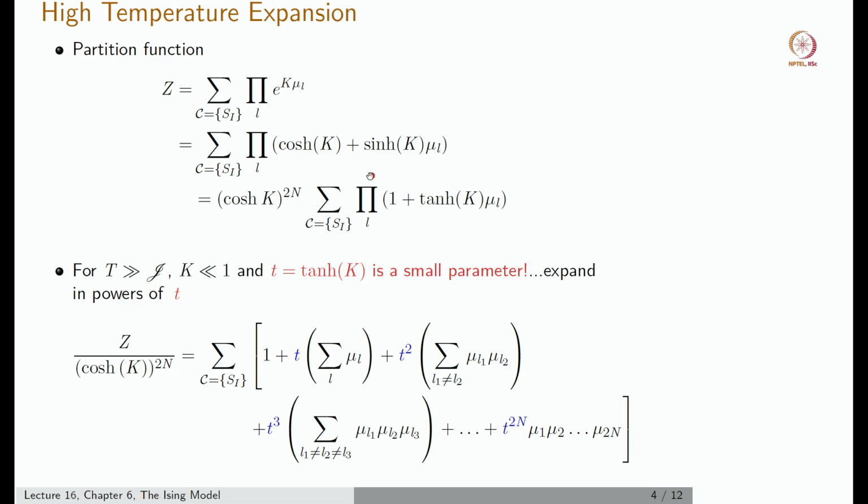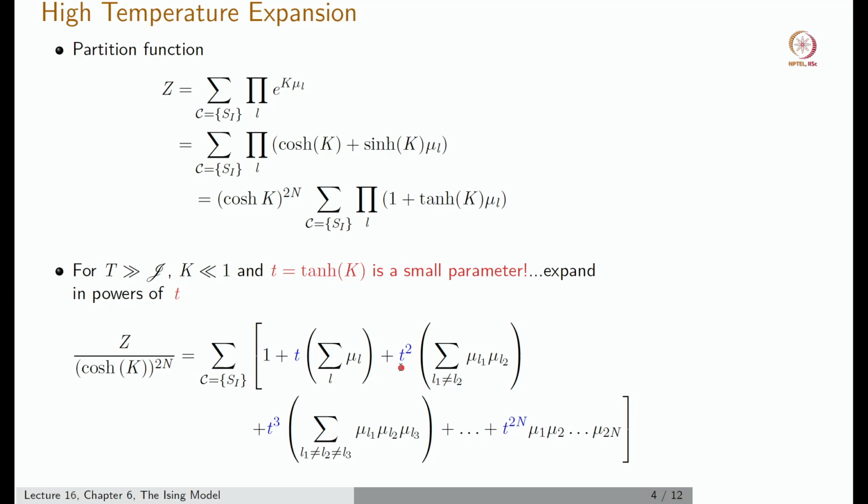So you see there are 2n terms in this product over all links. So what I'm going to do is think of tanh k as little t, and expand the product of 2n terms. So what will I get? When I take 1 from each of the product, I will get 1 plus, if I want to find the term to the power t, I have to take one term corresponding to the mu l term from one of the 2n terms, and from the other 2n minus 1 terms, I take 1. So that will give me this term, which is sum over all links mu l.